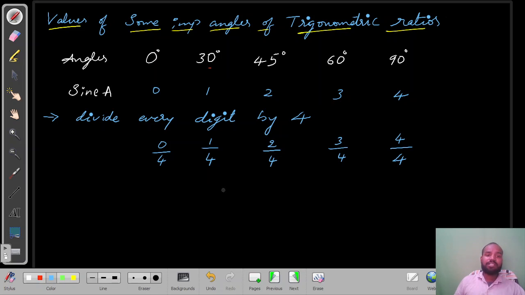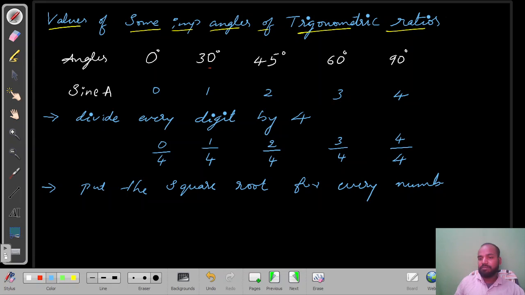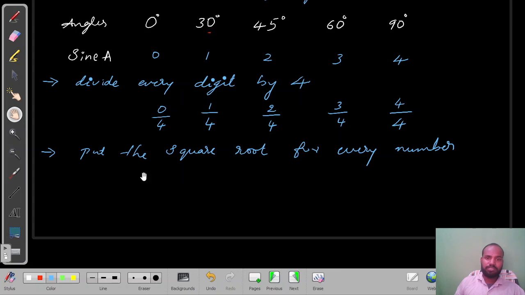Now, after completion of the division, there is one more step, the last step: put the square root for every digit, every number, whatever it may be. I want to drag it upside. Okay, it's clear. Now put the square root for every value.